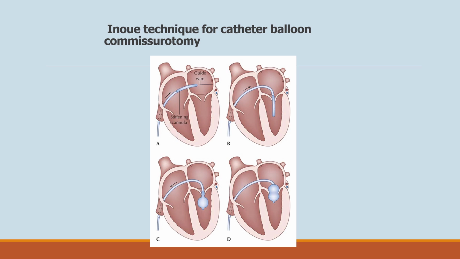In C, there's a balloon inside this catheter which is inflated. And as you see in D, when this balloon is inflated, it will sort of tear open the mitral valve. Of course, it's not without its complications, but if it works, it can open the mitral valve and it will become less stenotic, so the patient will be less symptomatic.